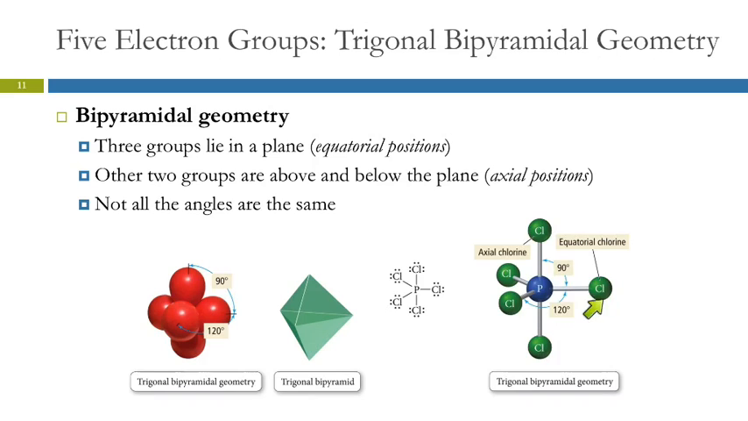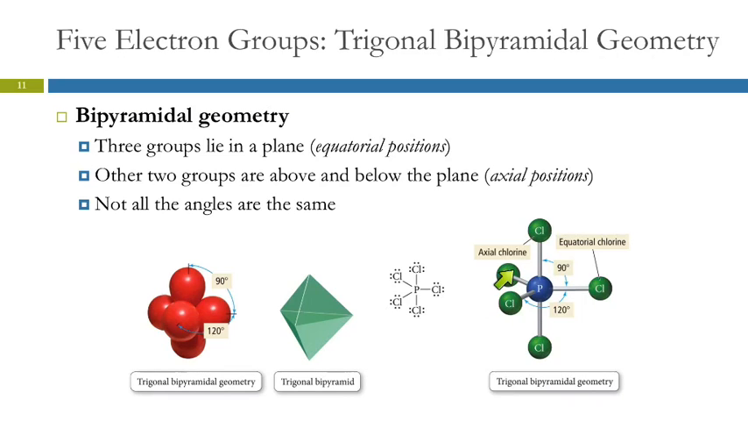These are called the equatorial positions, like around the equator of the Earth. And these are axial, like the North Pole and the South Pole. For this geometry, those distinctions are important because the bond angles are not all the same. You can't take 5 things and put them evenly distributed around a sphere. Seems like it should be possible, but it isn't.